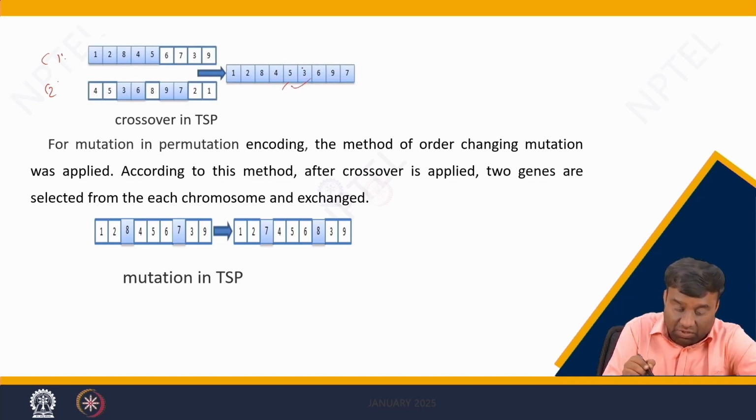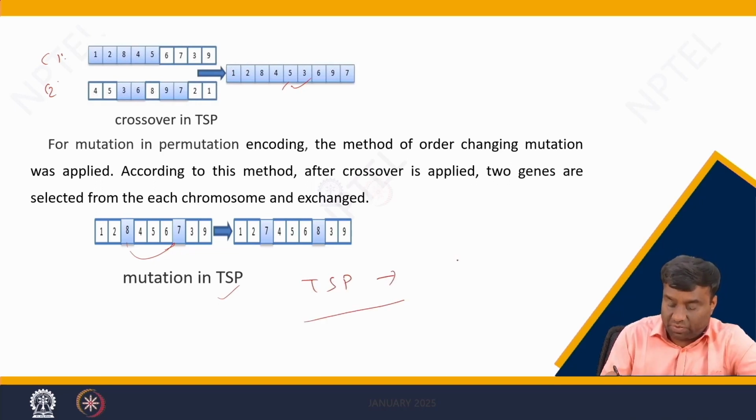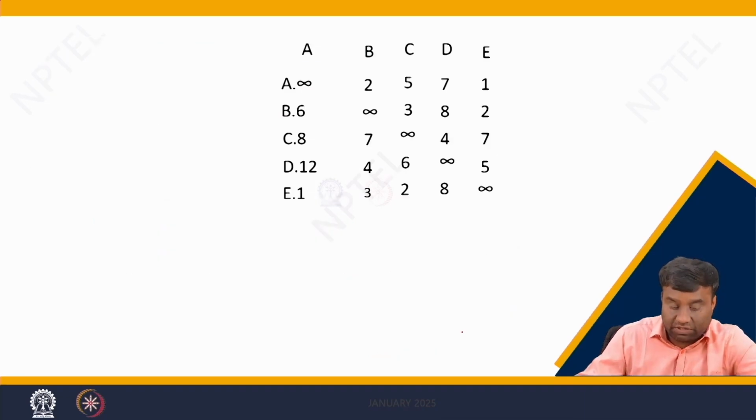So this is chromosome 1. For the case of mutation, we just interchange 7 and 8. So after mutation, we get the new chromosome. Whenever there is a traveling salesman problem, we can do these types of things: crossover, mutation, etc. You can select the best, then crossover, then mutation, and it will continue in the next iterations like that.